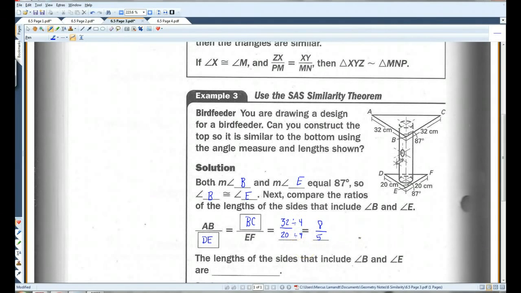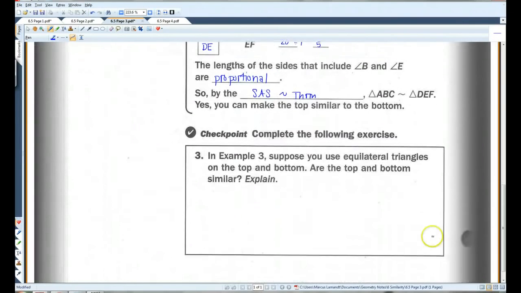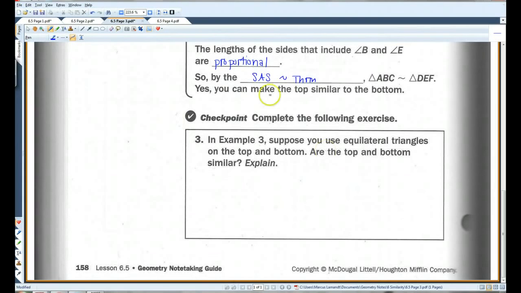Okay? So the lengths of the sides that include angle B and angle E are, in fact, proportional. So, by the SAS similarity theorem, the triangles are similar. So you can make the top similar to the bottom. Alright, I'll let you guys do the checkpoint. Let's go on to page 4.